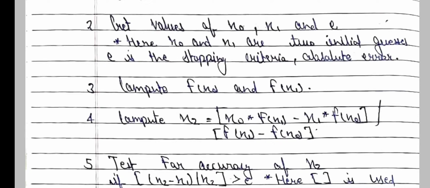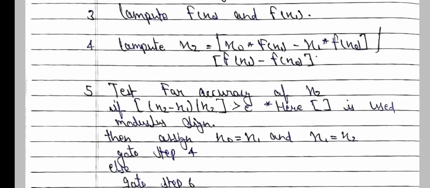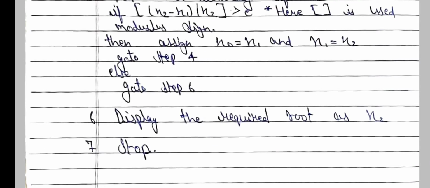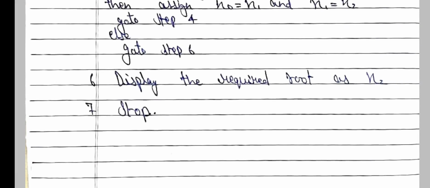Now testing for the accuracy of x2: if the modulus of x2 minus x1 divided by x2 is greater than e, where the bracket uses the modulus sign, meaning the value will be positive not negative, then x0 equals x1 and x1 equals x2. Then we proceed to step 4, otherwise we proceed to step 6 to display the required root, and then we stop.